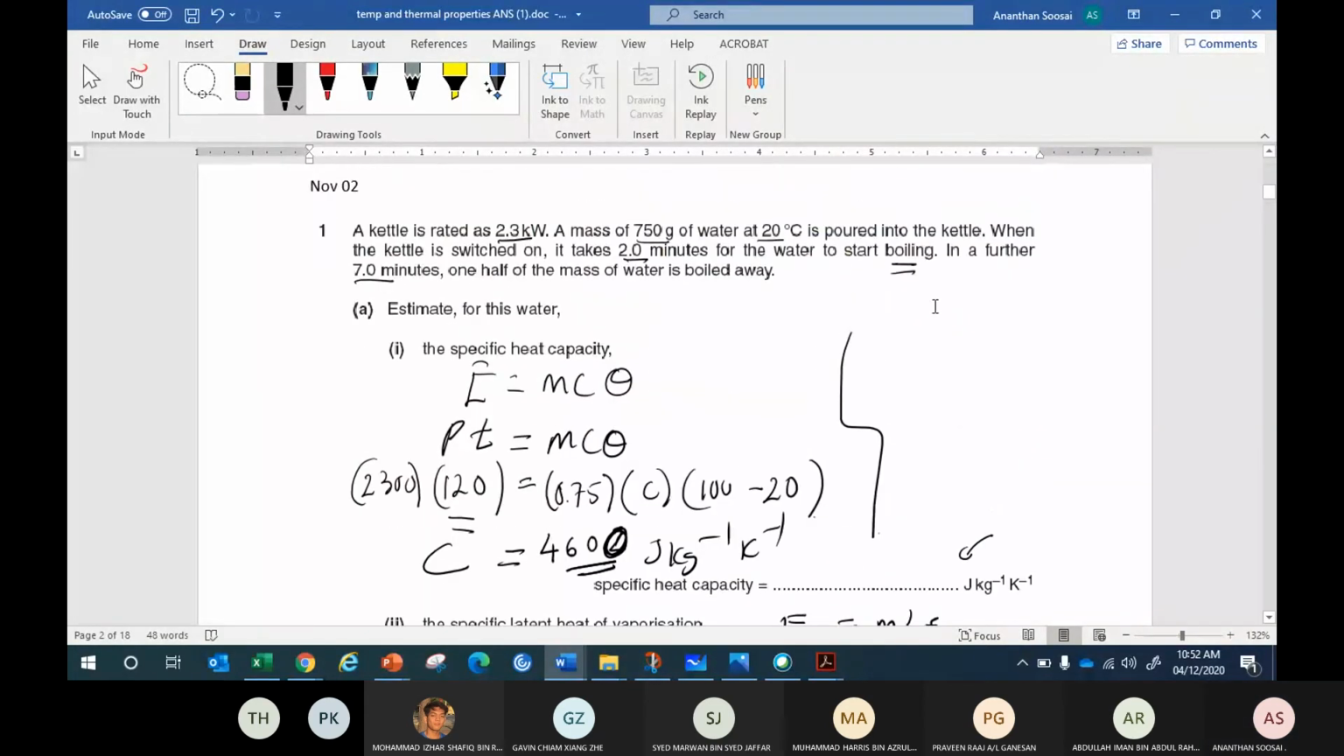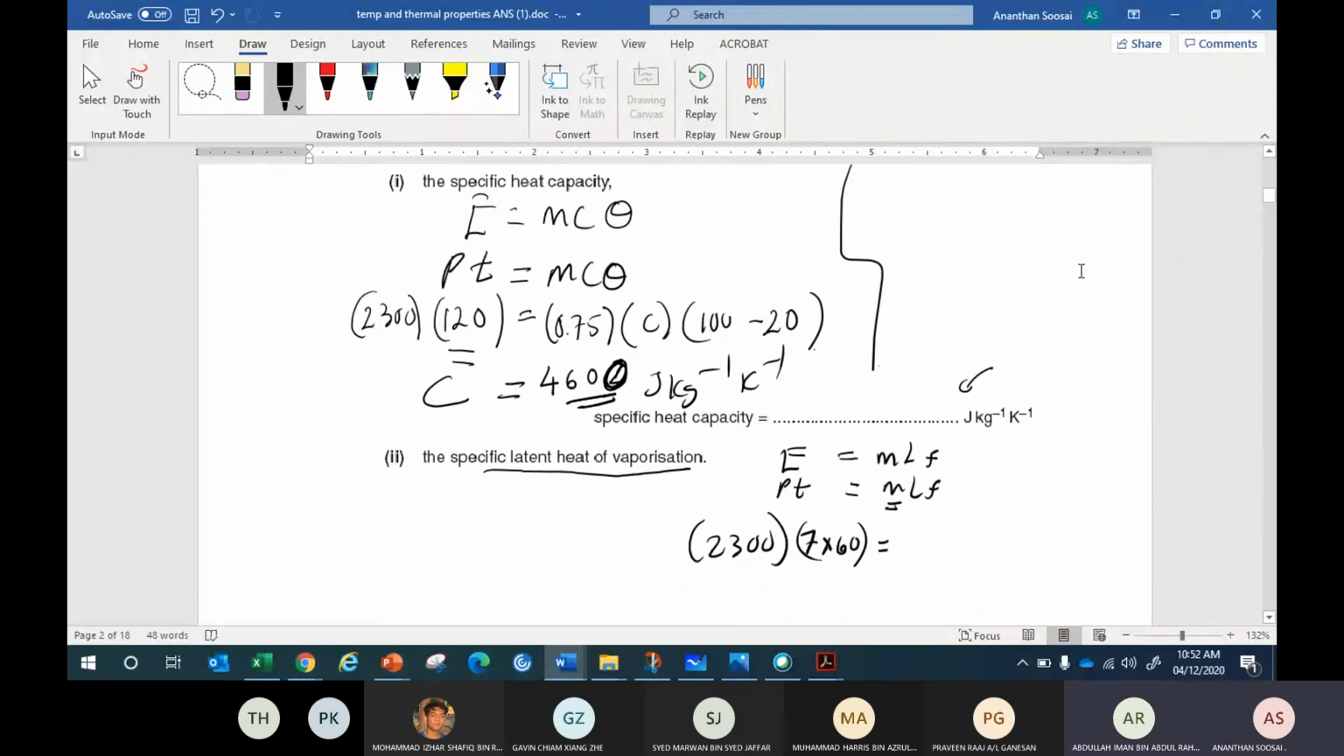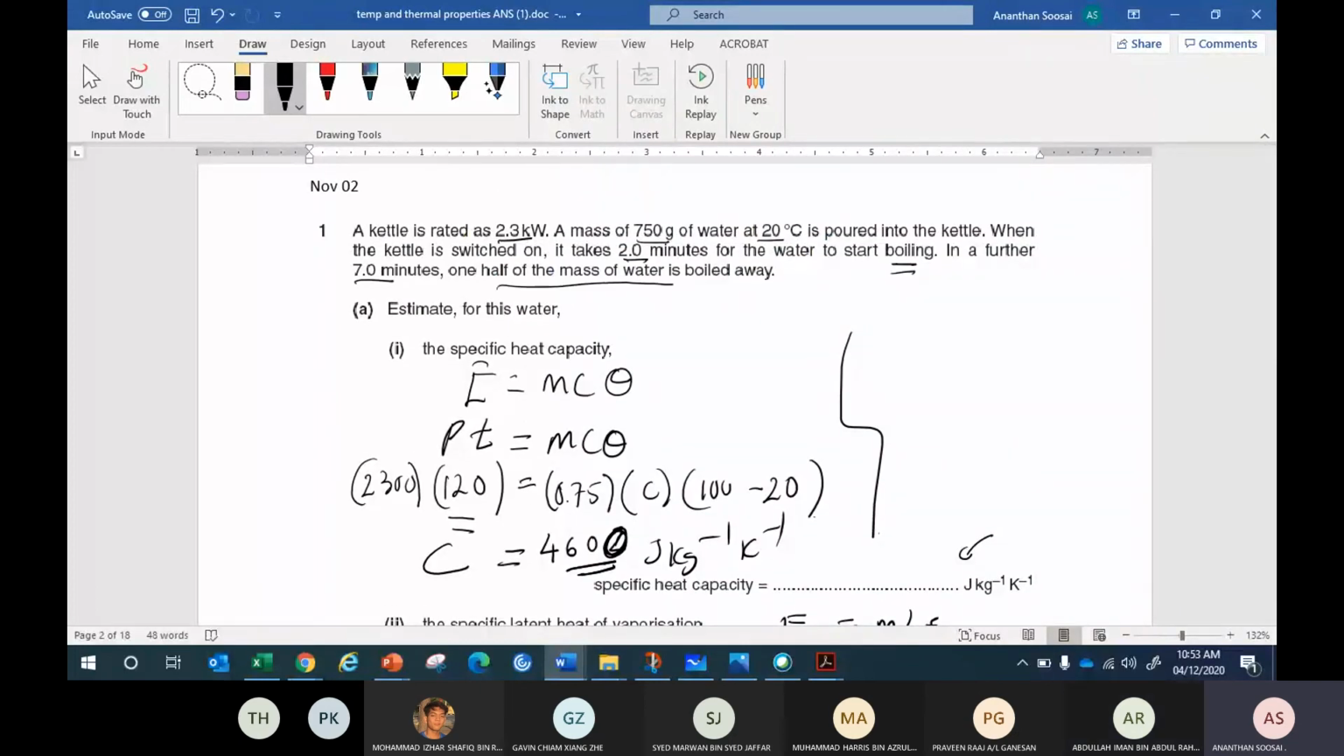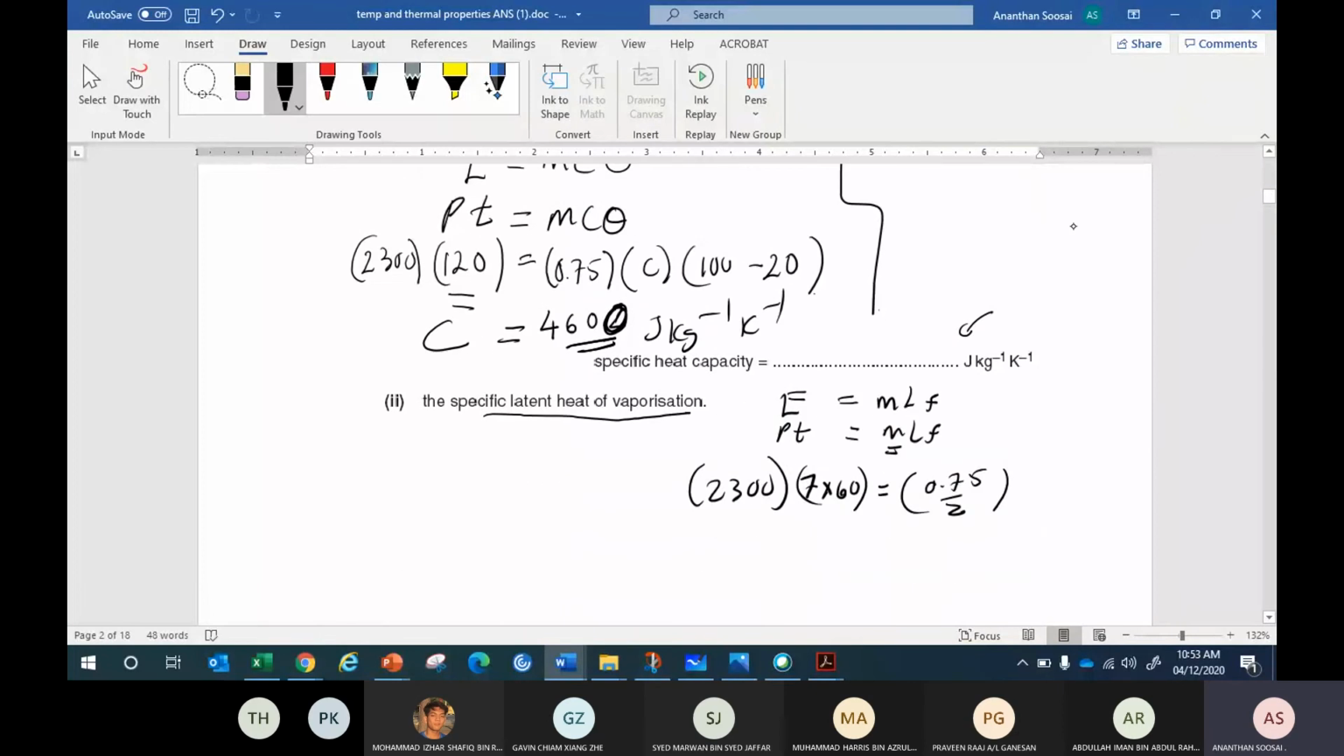At 7 minutes, how much mass of water has been boiled? Only half of the mass of the water is boiled. So the energy for 7 minutes here is used to boil how much mass? Half of the 0.75, so 0.75 divided by 2 is the mass to be used. That's the trap. Those who have discovered this can then find the answer.